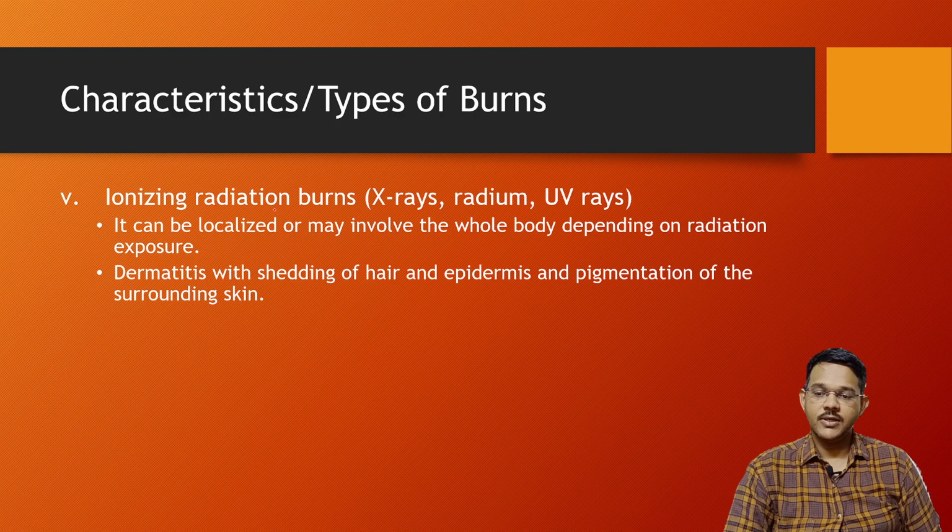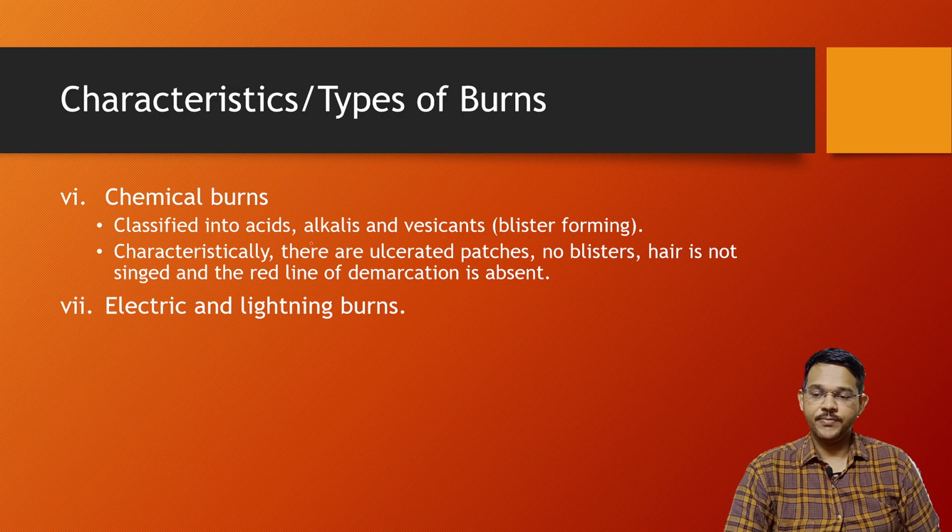Next type is the ionizing radiation burns. These are caused by radiations like X-rays, uranium, radium, or UV rays. It can be localized or massive, and may involve the whole body depending on the radiation exposure. In this, there is dermatitis, inflammation of the dermis, then shedding of the hair and epidermis, and pigmentation of the surrounding skin is seen in these cases.